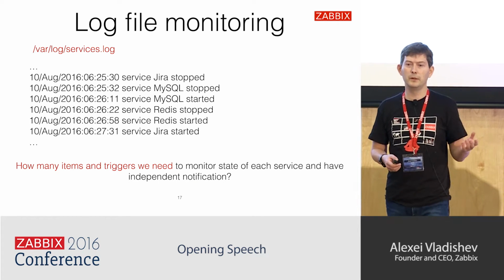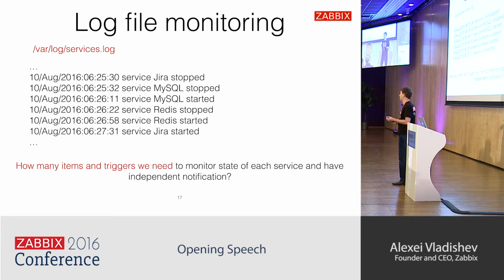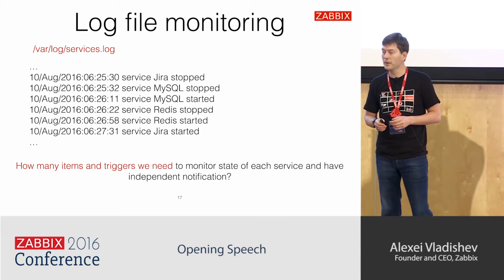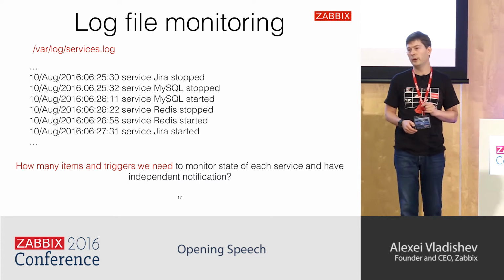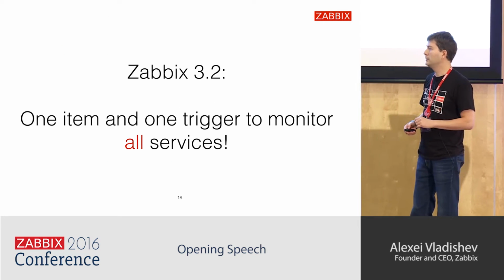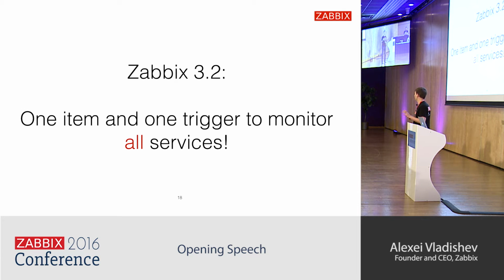I believe the correct answer is the same number of items as we have services, to have kind of independent reporting about each service. But in Zabbix 3.2, it requires only one trigger and one item to monitor those services independently. And let me show you how we achieve it.